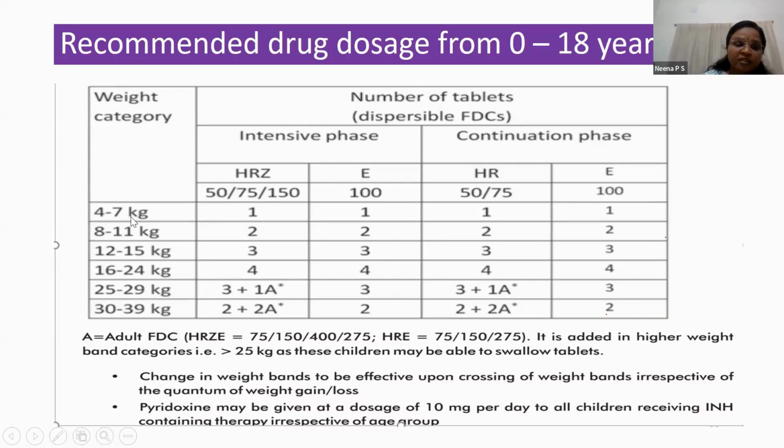for the pediatric age group, there needn't be any quantum of increase in the weight. That is, like 5 kg increase is not required. Even just 1 kg increase, that is the patient is having 7 kg, now it is 8 kg, then the change of weight band can be applied with the very next dose itself. And all those kids have to be given pyridoxine prophylaxis, the dose being 10 milligram per day.